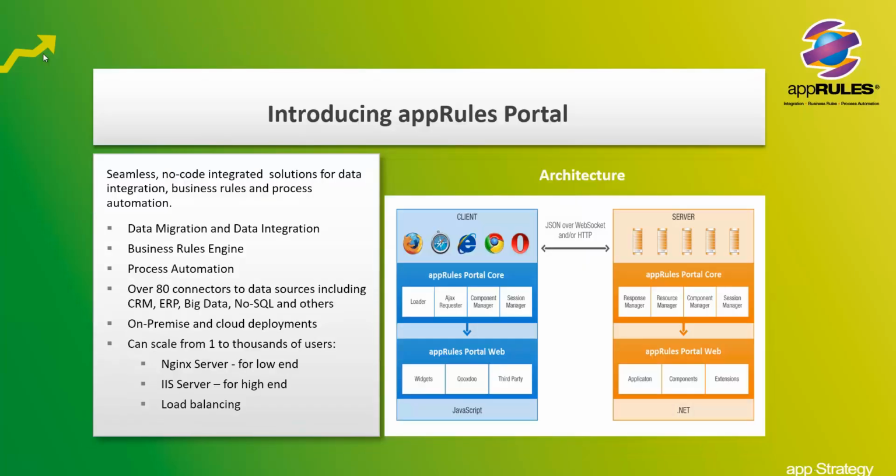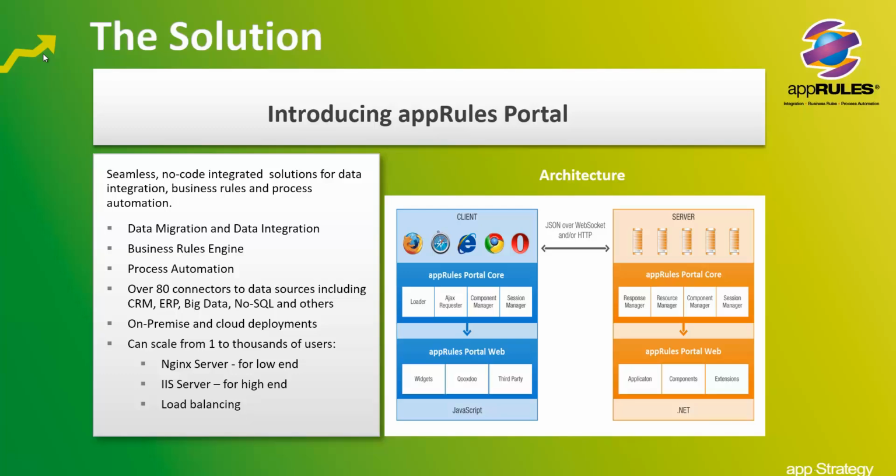Here we come in. App Strategy has developed appRules Portal, a powerful, all-in-one solution to assist IT departments, systems integrators, and consultants in tackling integration, business rules, and process automation projects. appRules Portal offers the following: data integration, data migration, a powerful business rules engine, and process automation. No code. appRules Portal is a no-code environment that includes drag-and-drop functionality for composing powerful solutions without writing code.